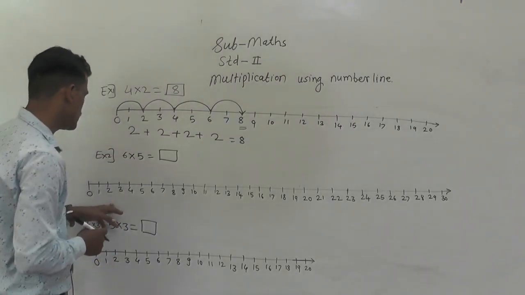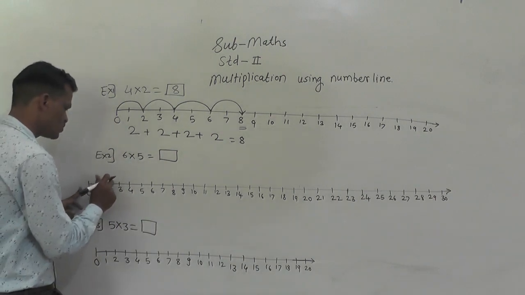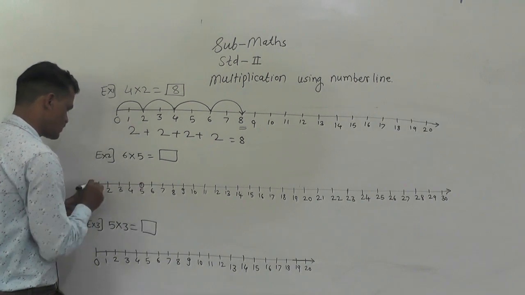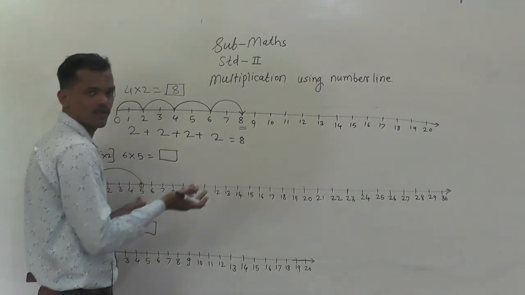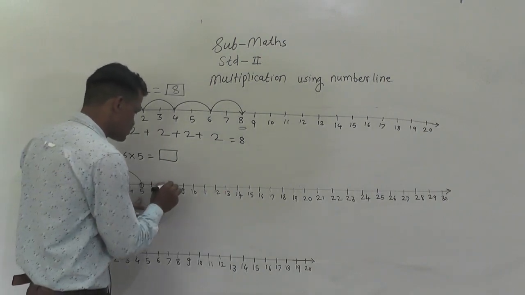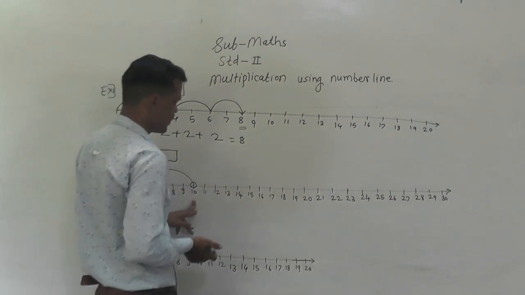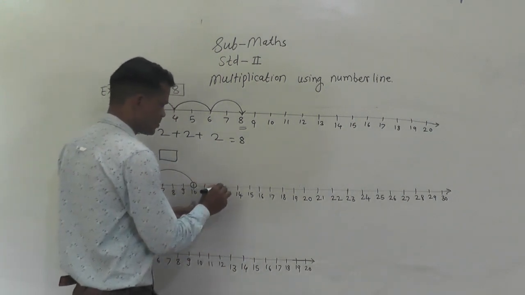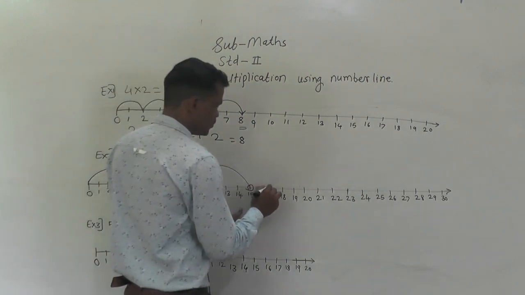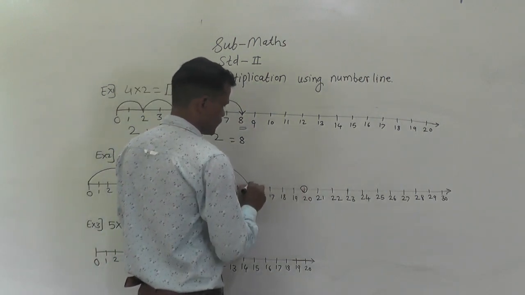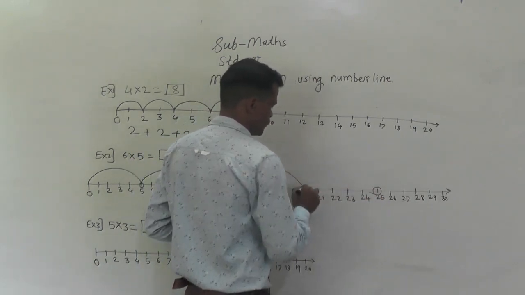So see here, start from 0, 0 to 1, 2, 3, 4, 5. Then again go 5 steps ahead, 1, 2, 3, 4, 5, then again go 5 steps ahead, 1, 2, 3, 4, 5, then 1, 2, 3, 4, 5, then 1, 2, 3, 4, 5.